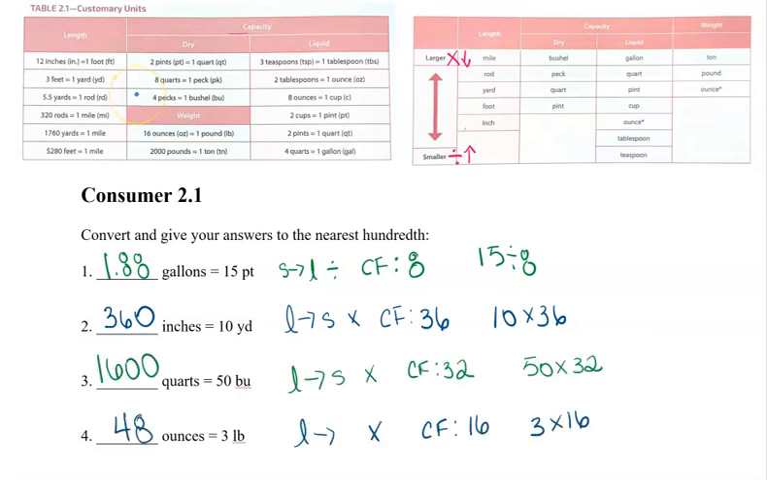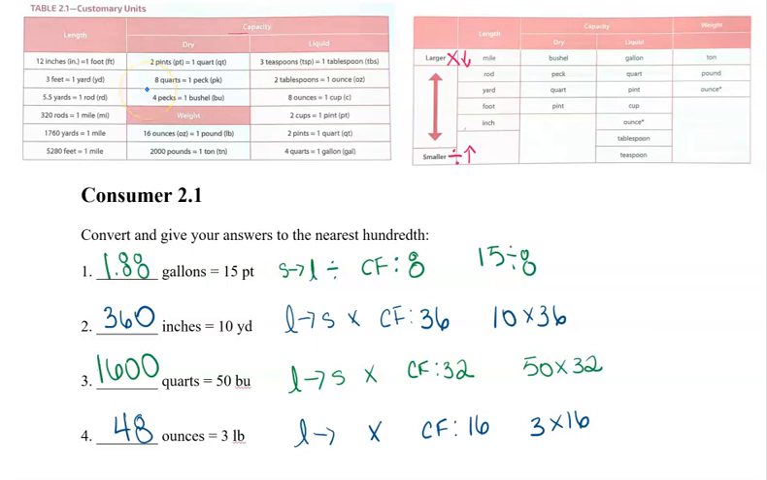In problem number 3, you're going from a larger unit, bushels, to a smaller unit, quarts, so you multiply. Your conversion factor here, you've got 8 quarts in 1 peck, 4 pecks in 1 bushel, so you multiply 8 times 4 to get 32. And then you multiply 50 times 32 to get 1,600 quarts in 50 bushels.